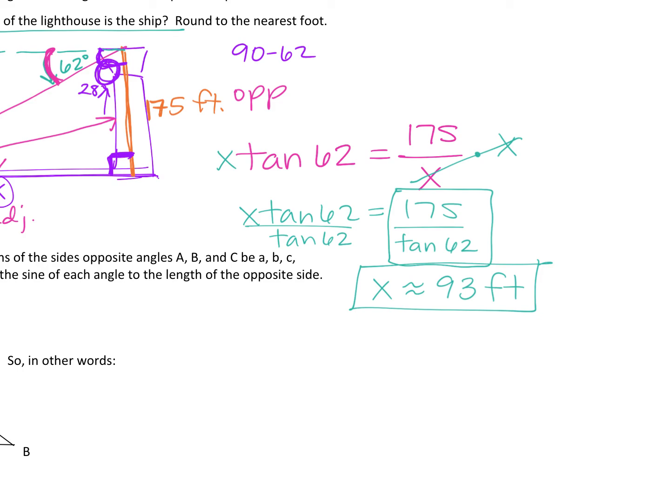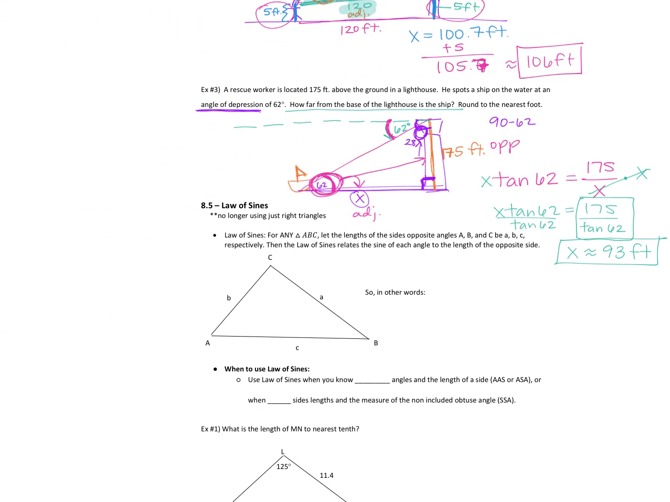So if you did the 28, it's still trig, right? This is your trig. It's still tangent. This is your opposite, this is your adjacent. So you would say tan 28 equals x over 175. So you would multiply by 175 instead, and you would plug that into your calculator. But you could do that right now, and you'll see it's the exact same answer. Okay?